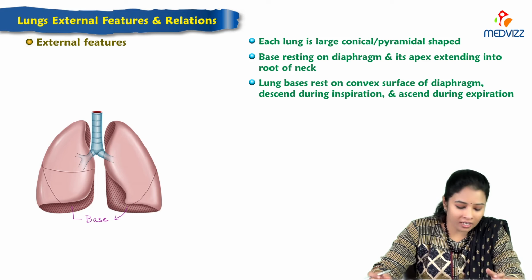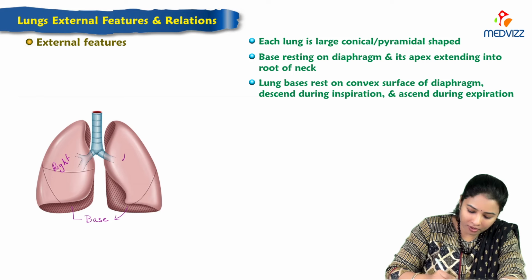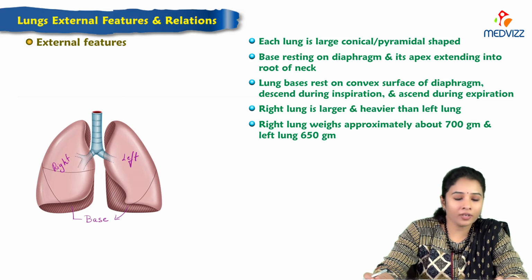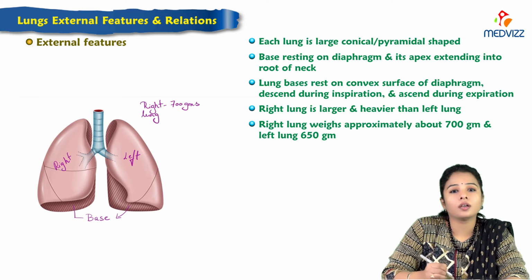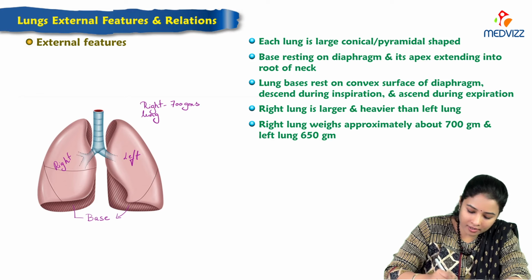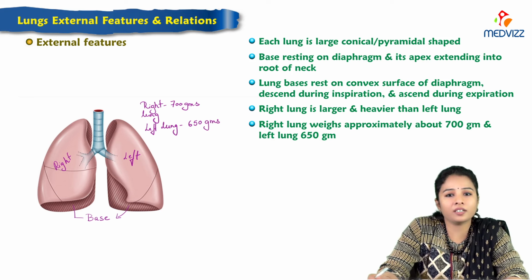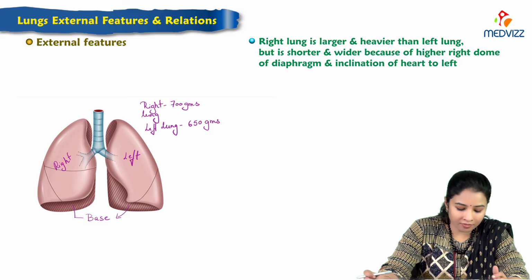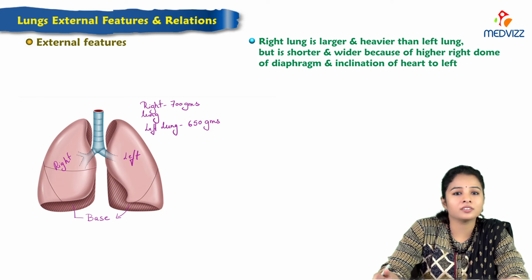The right lung is larger. When you see the two lungs, the right one is larger compared to the left. The right is larger and also heavier than the left lung. The right lung weighs approximately 700 grams, and the left lung is slightly lighter, weighing approximately 650 grams. So the right is larger and heavier than the left. But if we see the height, the right appears to be shorter and stouter than the left.